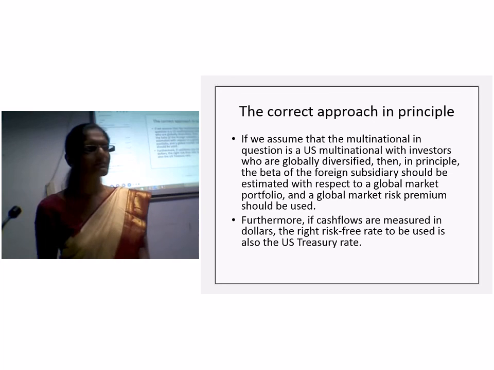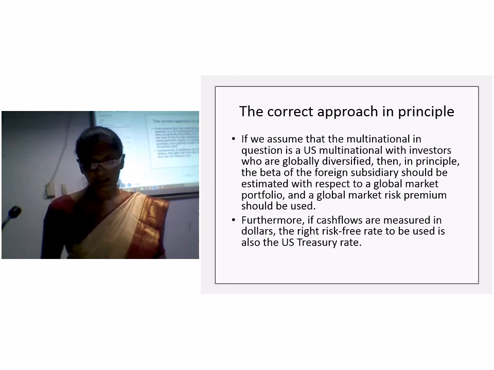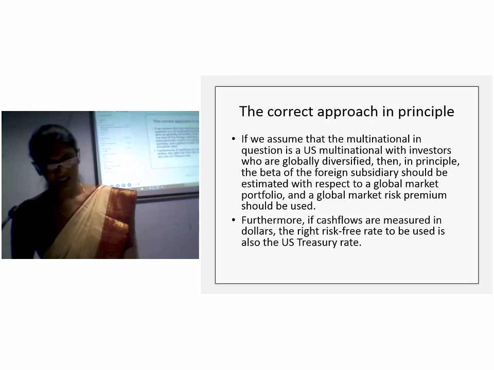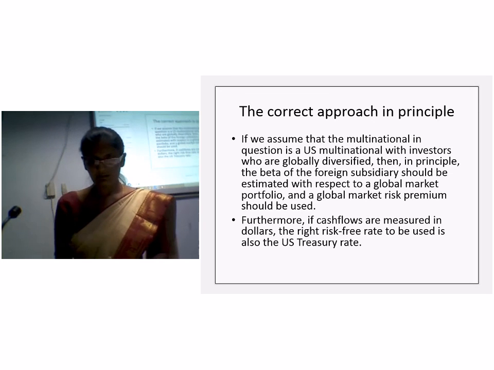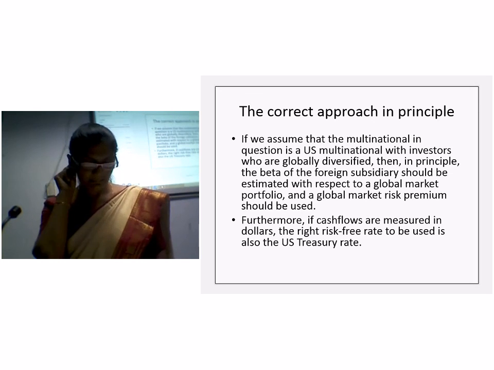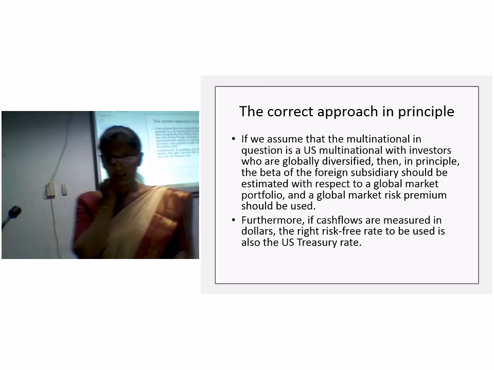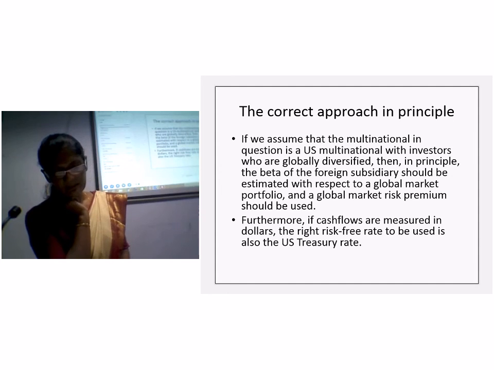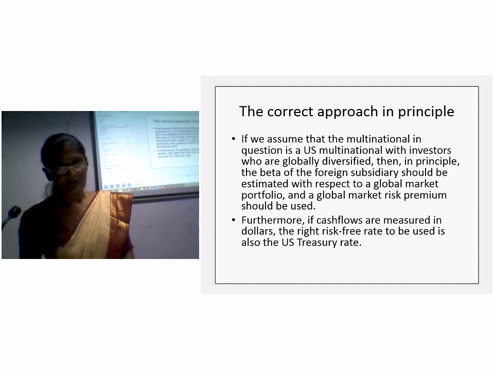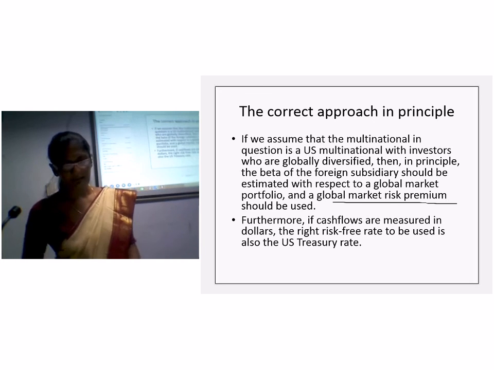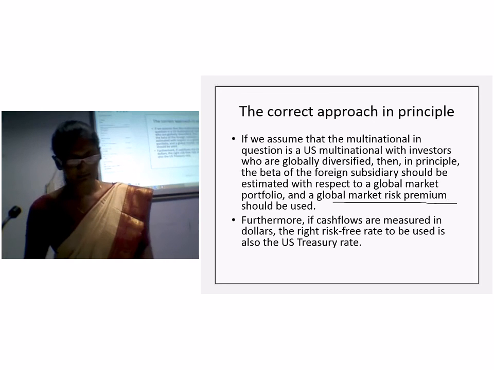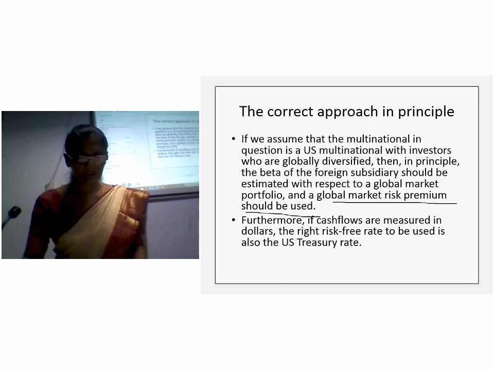Yeah, in principle, we can use the correct approach, right? If we assume that the multinational in question is a US multinational with investors who are globally diversified, I have explained everything using an example, then in principle the beta of the foreign subsidiary should be estimated with respect to a global market portfolio, and the global market risk premium should be used, right? So theoretically, if the multinational company is globally diversified, then we should use the global market portfolio and global risk premium when we estimate the beta.